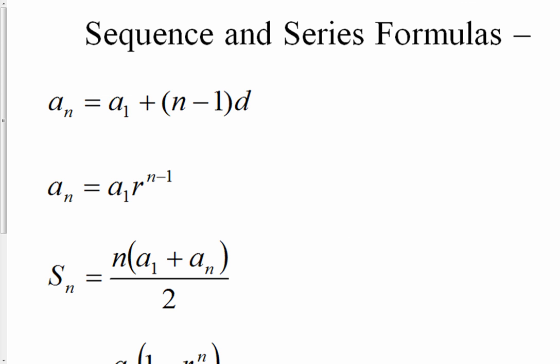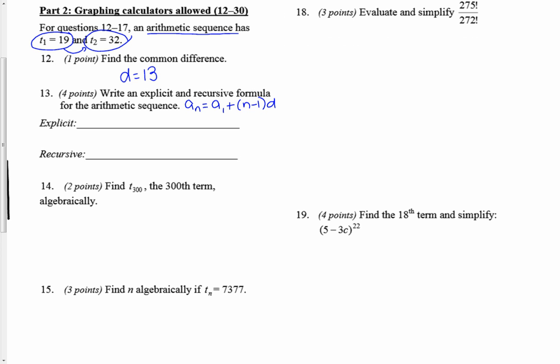If I look at my formula sheet, the top formula is an arithmetic explicit formula. So I just need to plug into this formula. The formula is going to start with a sub n equals, because that's what I'm looking for, the nth term. The next thing in my formula says a sub 1, the first term. This was t's, it doesn't matter, you can use t's or a's. The first term was 19 plus n minus 1.